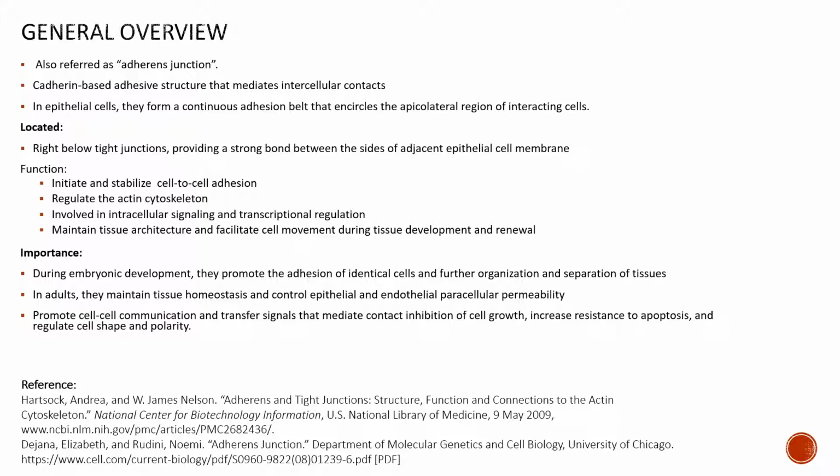For example, in embryonic development, they promote the adhesion of identical cells and further organization and separation of tissues. And in adults, they maintain tissue homeostasis and control epithelial and endothelial paracellular permeability. And overall, they just promote cell-to-cell communication.